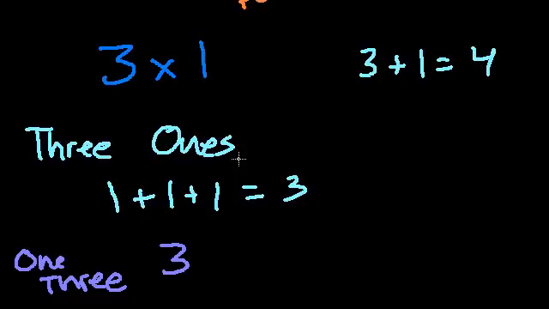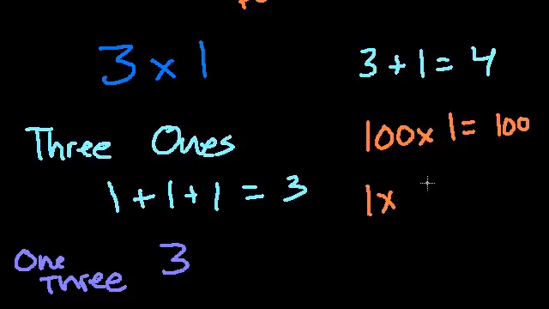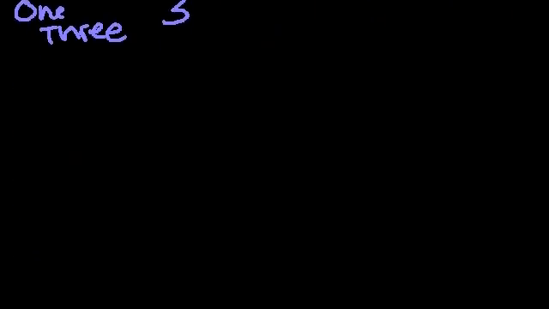So 3 times 1 is 3. 1 times 3 is 3. And I could say 100 times 1 is equal to 100. I could say that 1 times 39 is equal to 39. And I think you're familiar with numbers this large by now. So that's interesting. Now, there's one other really interesting thing about multiplication, and that's when you multiply by 0.